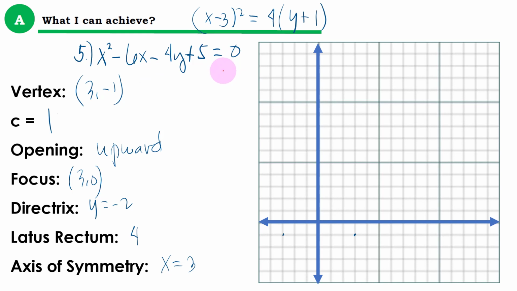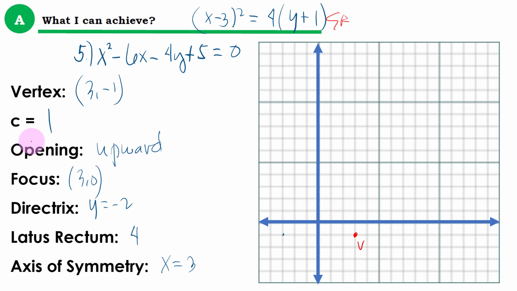Okay? Next, we have x squared minus 6x minus 4y plus 5 equals 0. So, since nasa general form siya, kailangan natin siya i-convert sa standard form. So, ito yung ating standard form. Okay? And then, ito yung ating mga information. So, we have the vertex at 3, negative 1. Ito yun, vertex.